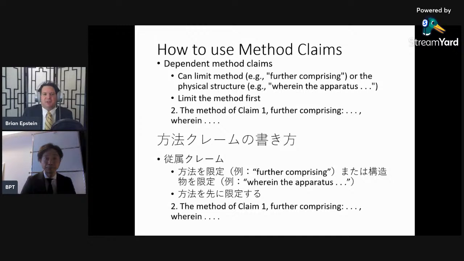So when we craft dependent method claims, we have an option to limit either the method itself, such as further comprising, or some form of structure, such as further defining the apparatus, like some sort of physical structure. By physical structure, we often mean the apparatus that performs the method, or the workpiece on which the method is performed.